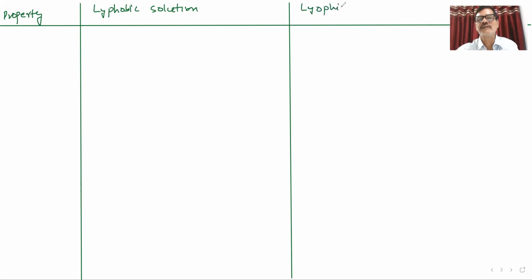After this, the next thing is the types of solution, or I am directly writing this. Here I am having property. This is lyophobic solution, and this is lyophilic solution.